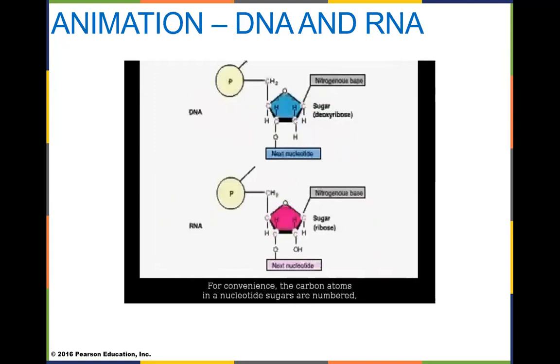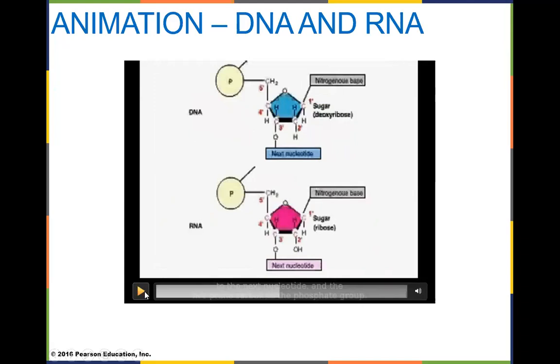For convenience, the carbon atoms in a nucleotide sugar are numbered, beginning with the carbon atom bonded to the nitrogenous base, moving around the ring, and up to the carbon that is bonded to the phosphate group. The 1' carbon is bonded to the nitrogenous base, the 3' carbon to the next nucleotide.